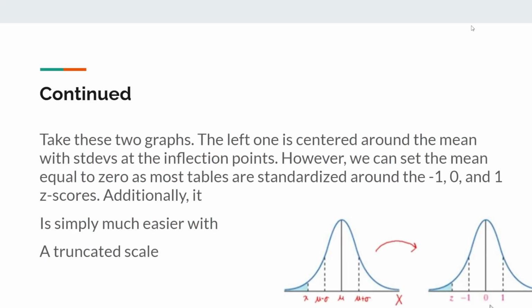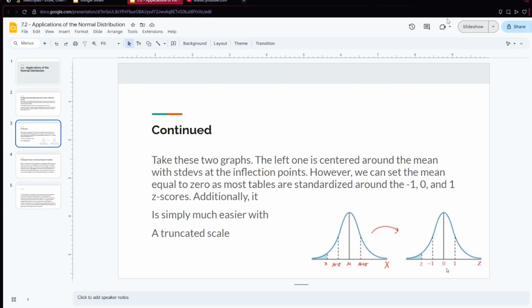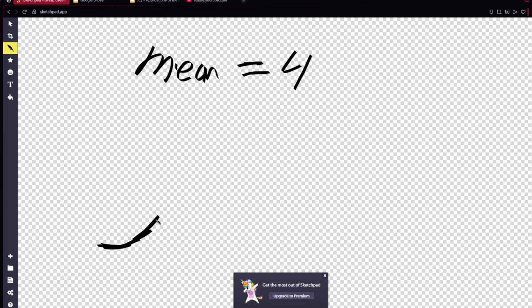Take these two graphs. The last one is centered around the mean, with standard deviations at the inflection points. So this is about a truncated scale. The point they're trying to make is that we should always set the mean equal to 0. And what does that mean? Let's say we have a mean of 4 within a random variable. And we'll draw a distribution here.